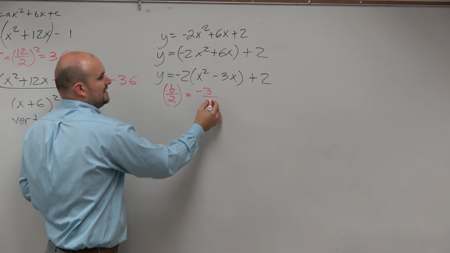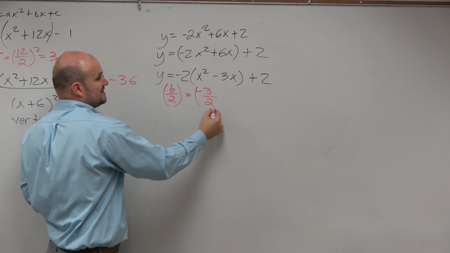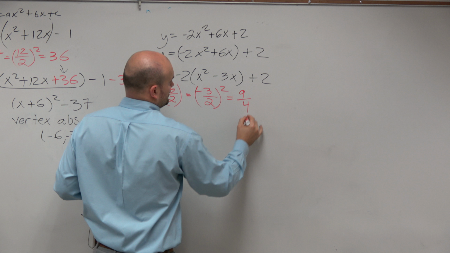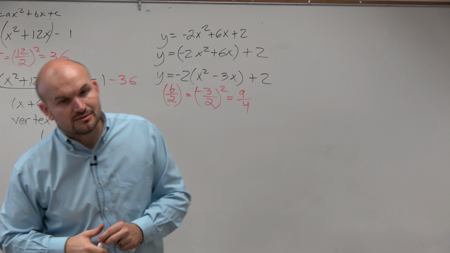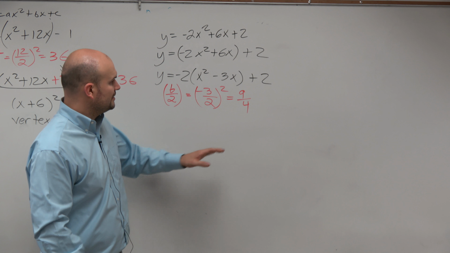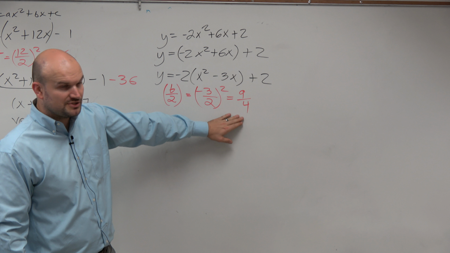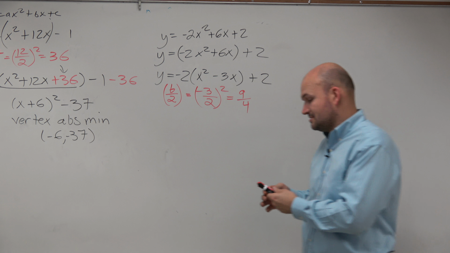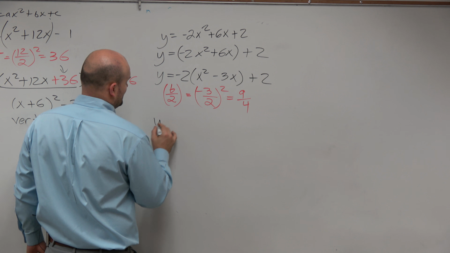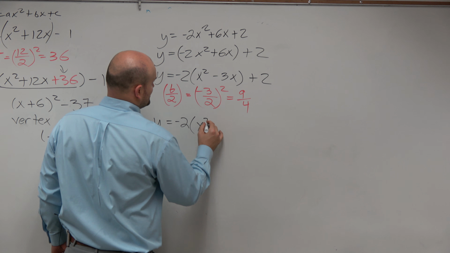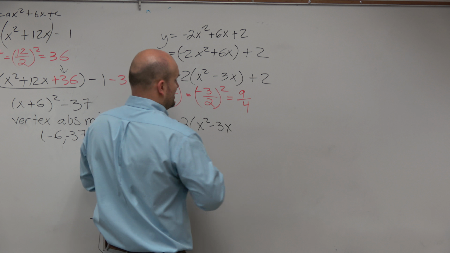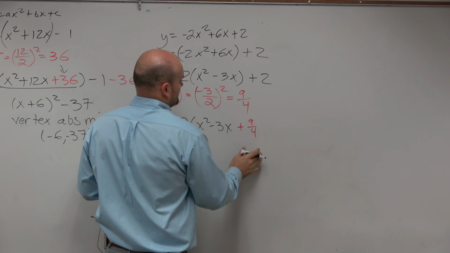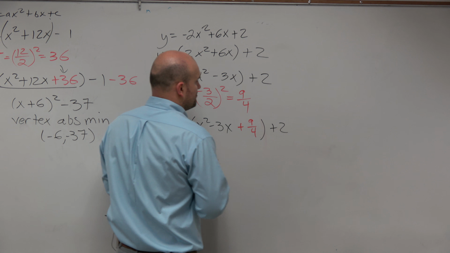So we're going to take negative 3 divided by 2. 2 doesn't divide into negative 3. That's fine. So we square it, which is going to give us a fraction, which I know you guys do not like. But guys, we can go back to grade school, fractions. They're numbers too. So again, just like we did over here, we're going to follow the same process. We're going to take y equals negative 2 times x squared minus 3x plus 9/4, plus 2 minus, oh, sorry.